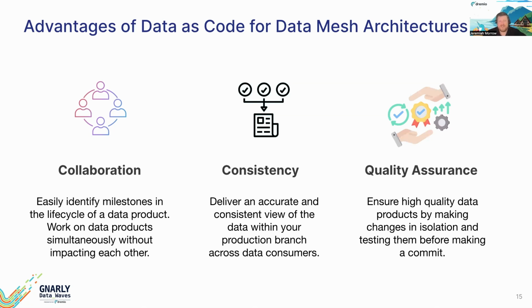So by making changes in isolation and using atomic commits, no one's looking at an impartial or different view of a data product. Everyone has access to the exact same information at the exact same time, and they don't have to waste extra time figuring out who actually has the source of truth. Data consumers with a consistent view of the data can spend their time actually talking about what the data means instead of what the data is.